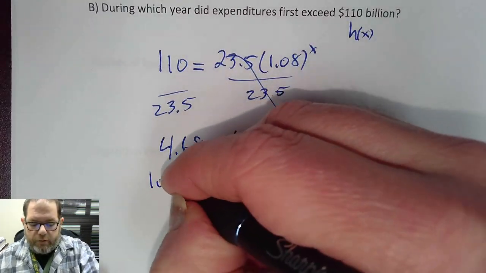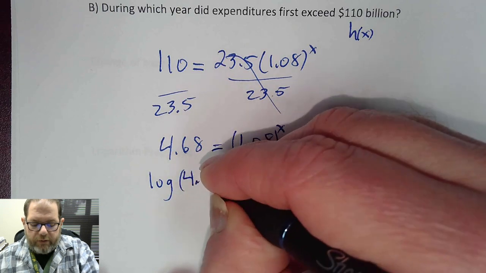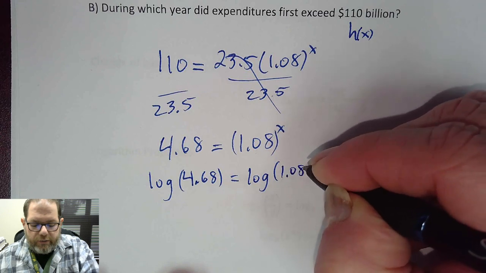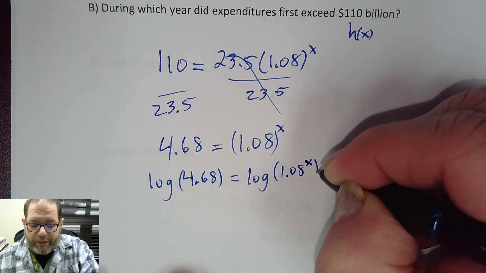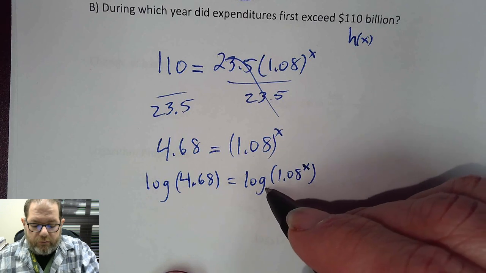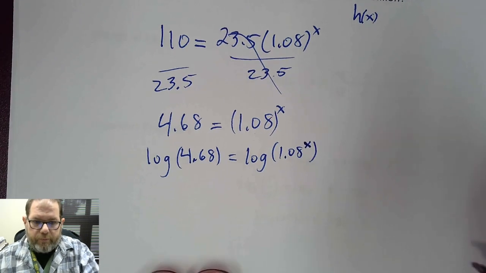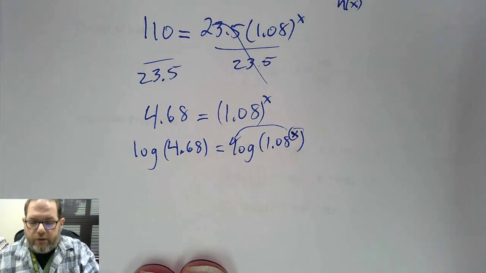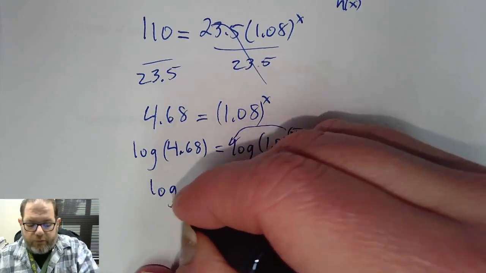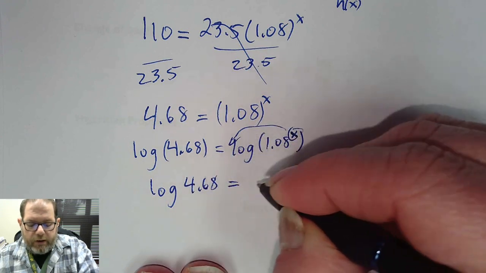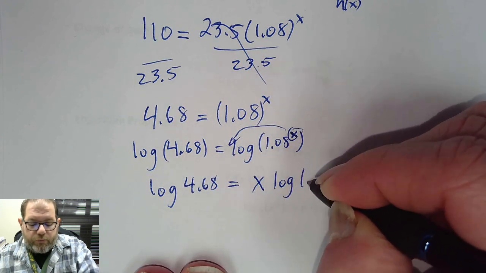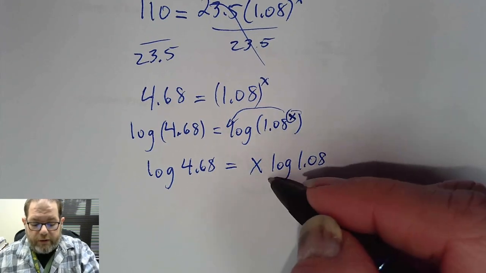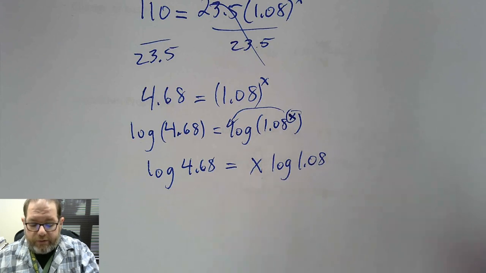So I'm going to go ahead and take the logarithm of both sides. And this is just log of base 10 because we want to be able to use the calculator here. So we have to use one of our calculator functions. And then our exponent can now be moved out to the front of the logarithm. So we'll say log of 4.68 equals x times the log of 1.08. And now we can divide by the log of 1.08 to get the x by itself.